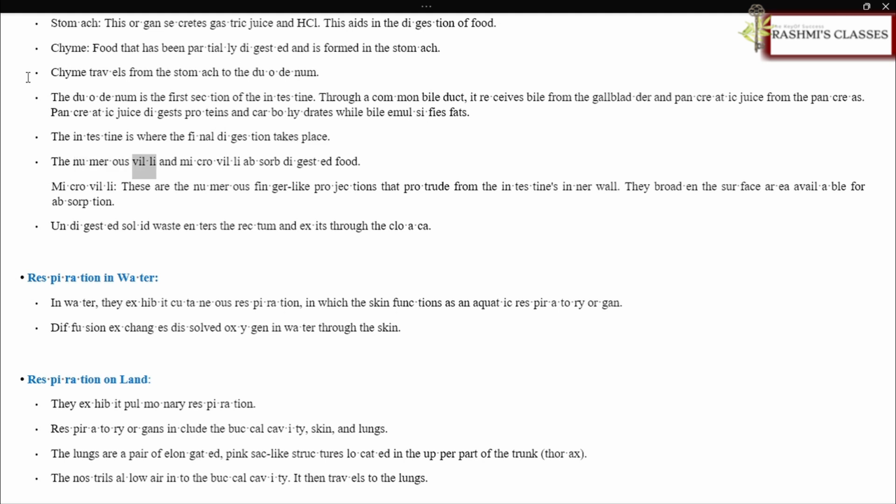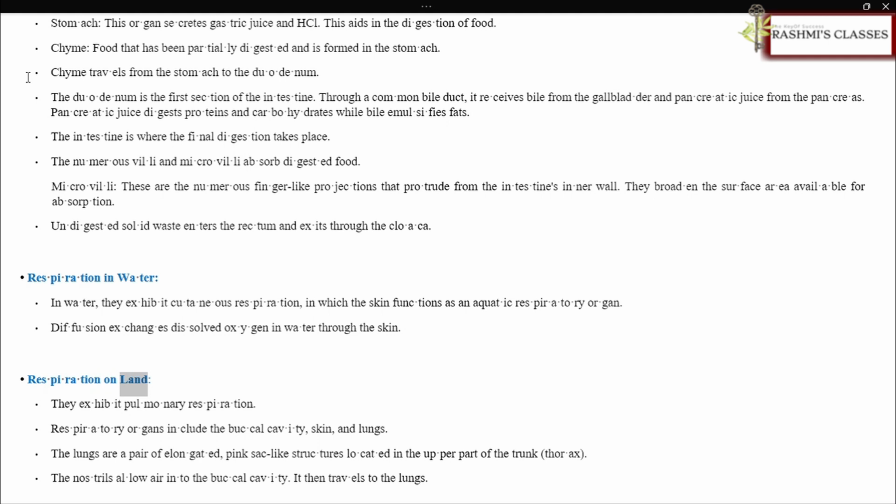The numerous villi and microvilli absorb digested food. Microvilli, these are the numerous finger-like projections that protrude from the intestine's inner wall. They broaden the surface area available for absorption. Undigested solid waste enters the rectum and exits through the cloaca. Respiration in water. In water, they exhibit cutaneous respiration, in which the skin functions as an aquatic respiratory organ. Diffusion exchanges dissolved oxygen in water through the skin.